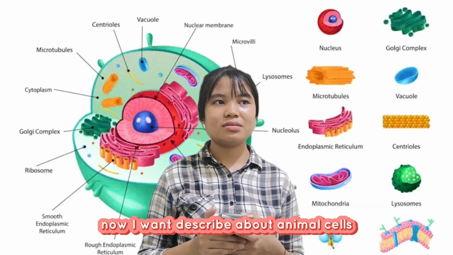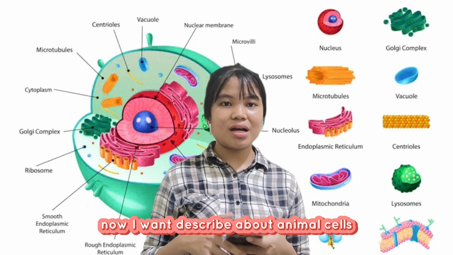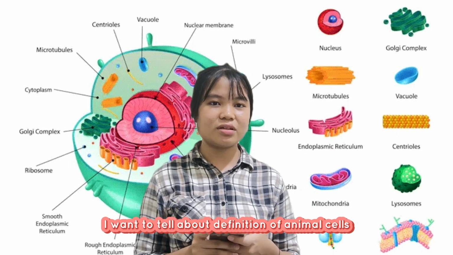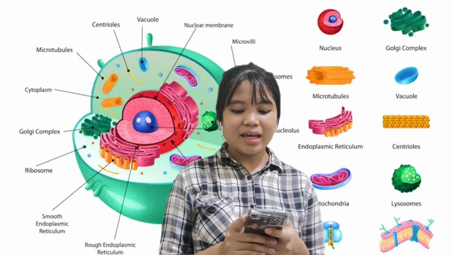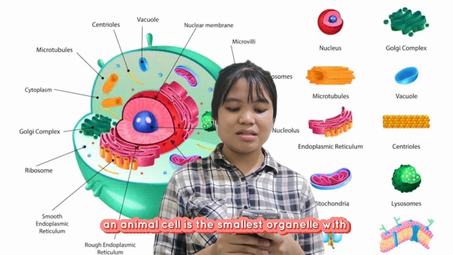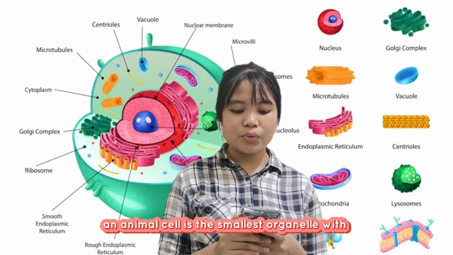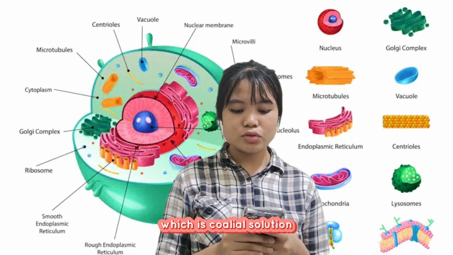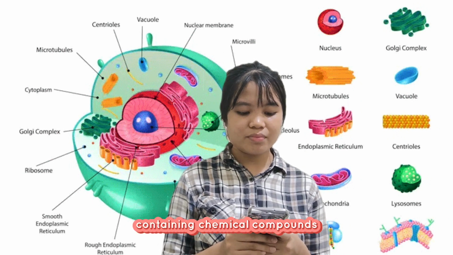Now I want to describe animal cells. First, I want to tell about the definition of animal cells. An animal cell is the smallest organelle with a thin membrane, inside which is a colloidal solution containing chemical compounds.